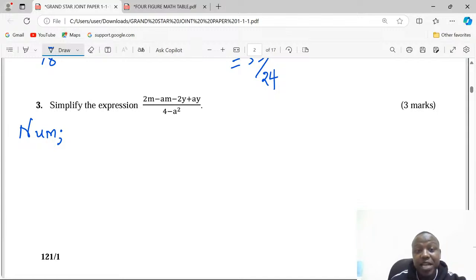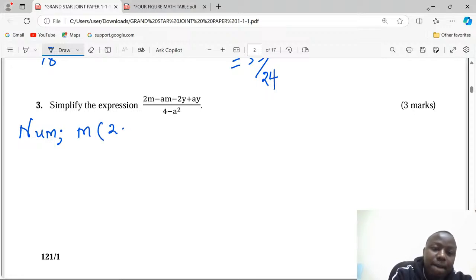From the numerator, because it's already simplified, it's not even a quadratic, it's just a linear expression. So in every two terms, we factor out any common term. And you can see that in 2m minus am, m is common. So we factor out m, so that we remain with 2 minus a. Then in the other terms, we have negative y being common, so that we get back to the original expression.